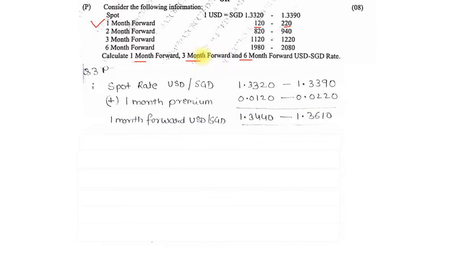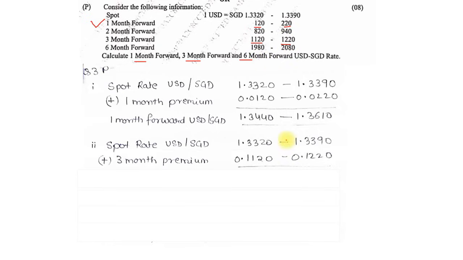Same way we need to find for 3 months. We note down the spot rate again. Now for 3 months, it is 0.1120 and 0.1220. Again, bid is smaller than ask, so it is a 3 month premium. We add these premium values and we get the 3 month forward, which comes to 1.4440 and 1.4610.